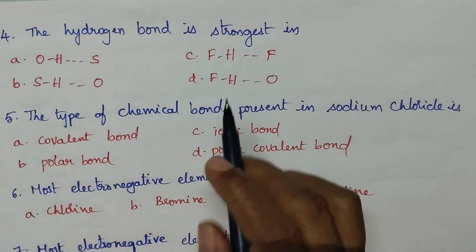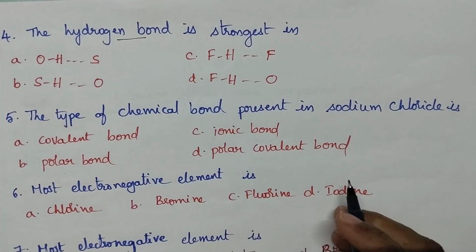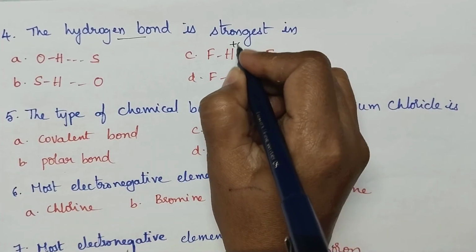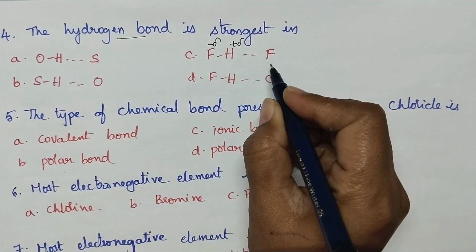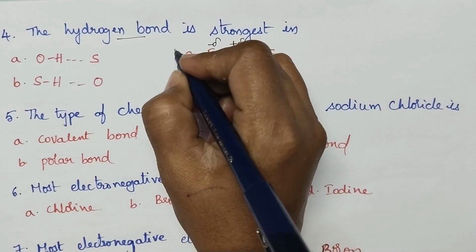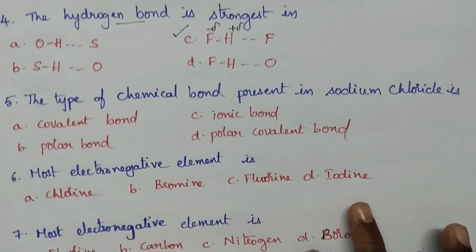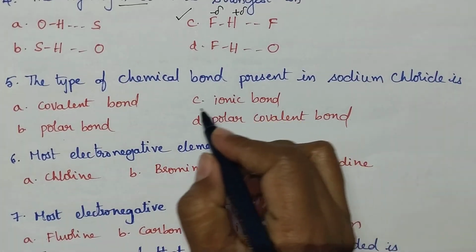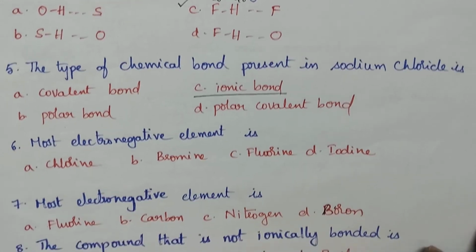The hydrogen bond is strongest in. So in which compounds is the hydrogen bond strongest? If the electronegativity difference between the two atoms is high, it results in the formation of the strongest hydrogen bonding. So option C is the right answer. The type of chemical bond present in sodium chloride is. So undoubtedly ionic bond is present in sodium chloride.